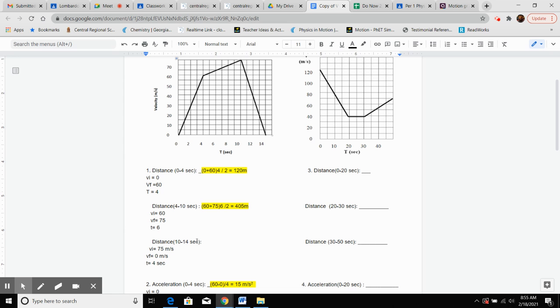So the equation for distance is, you add the 2 together, 75 plus 0 times by the time, which is 4 seconds, and then you're going to divide by 2. And that is going to equal 75 times 4, 300 divided by 2, we got 150 meters as our distance traveled there.